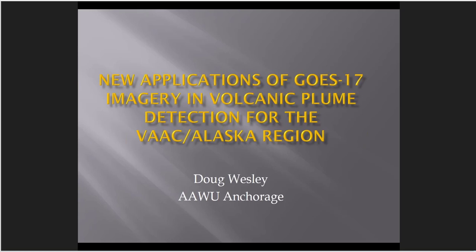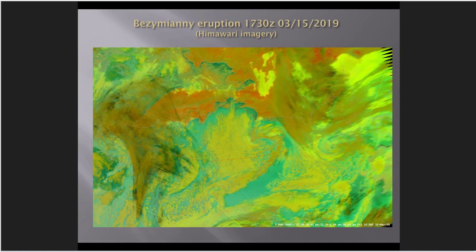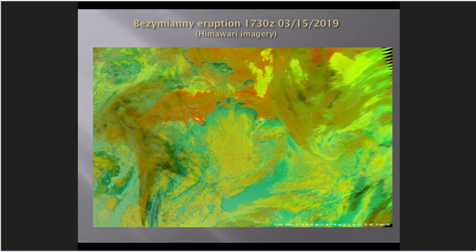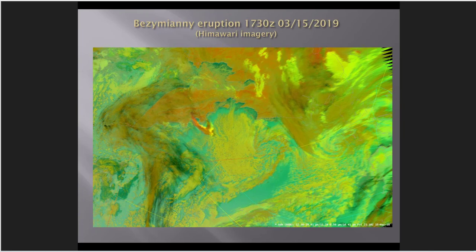I'm going to talk about some new applications of GOES15 imagery just over the past few months that we're currently using for volcano plume detection and prediction from the VAAC here, from the Volcanic Center here in Anchorage. So can you see that first slide with the volcano name on it, Dan? Yeah. Okay, so we're good to go.